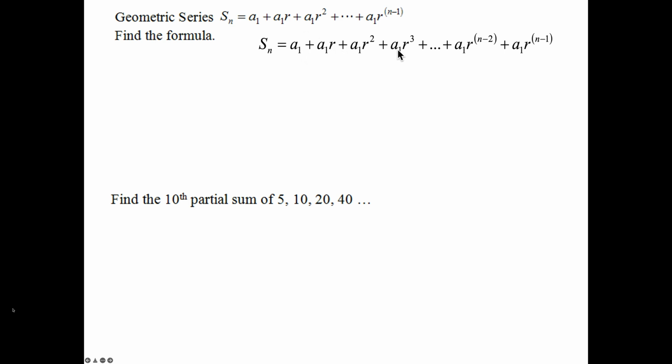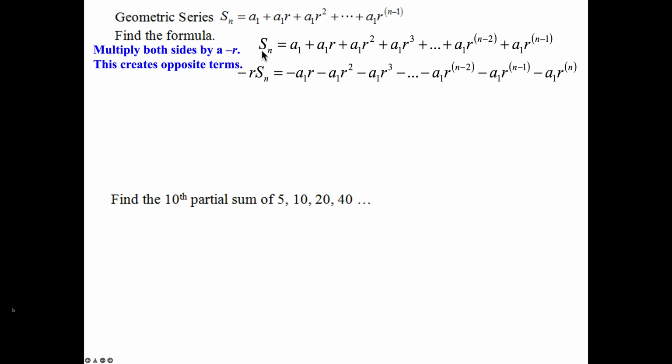So what I need is some negative terms. So what I'm technically going to do is multiply both sides of this equation by a negative r to create another equation. So negative r times s sub n, there it is. Now a sub 1 times negative r is now negative a sub 1 r. Negative r times this second term is negative a sub 1, now r squared. So what's happening up here is all my signs go from plus to minus, and all the powers on my r increase by 1. So when we get to the end, adding 1 to n minus 1 is now just n. Adding 1 to n minus 2 is now n minus 1.